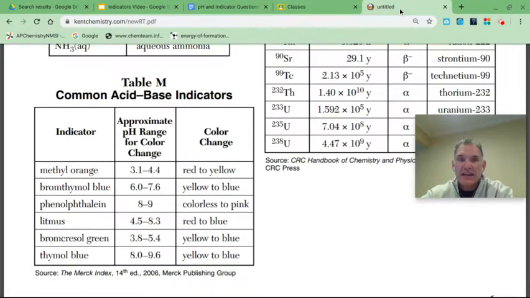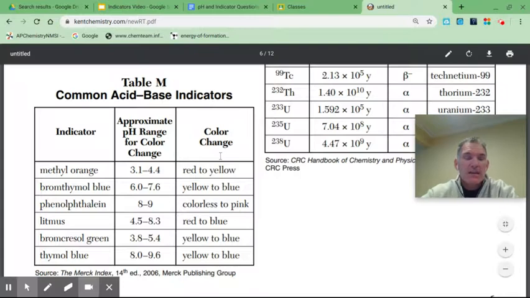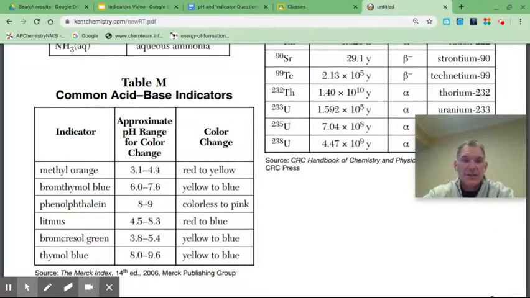If we take a quick look at table M, it has our 6 common acid-base indicators, the pH range at which they work, and the color change that we're going to see. Now, the reason why there's 2 colors is the indicator itself is 1 color. And depending on where you are in the pH range, it will change between 2 other colors. It will stay the same, or it will go to the left color or to the right color.